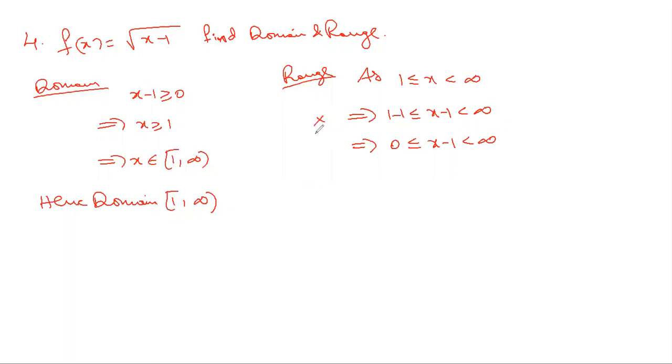But I wrote, if it is given for 2 marks, then I'll write this. If it is given for 1 mark, I'll directly write the domain and range. That implies take the square root throughout. 0 is less than or equal to root x minus 1 is less than infinity. So the range is closed 0 to infinity, right?